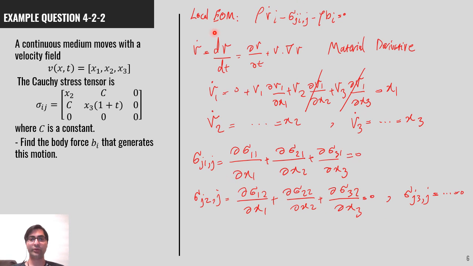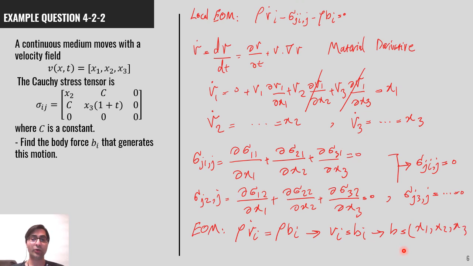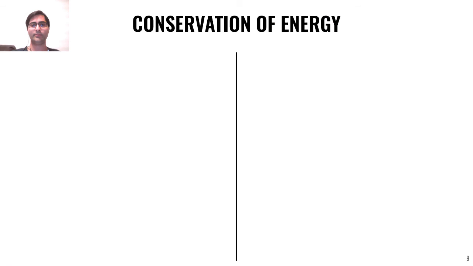Now we can substitute in the equation of motion, noting that the divergence is 0. The equation of motion is simplified to rho v dot is equal to rho b. So basically v dot is equal to b. So b is x1, x2, x3. And that's the answer to this question.